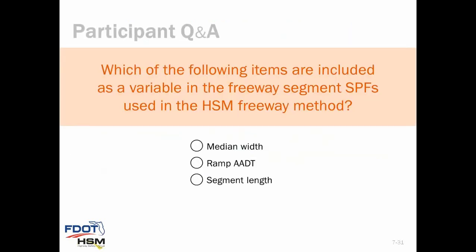So let's take another poll to see if everyone is connecting with the concepts that I've presented thus far. Please indicate the one choice that correctly answers this question. Which of the following items are included as a variable in the freeway segment SPFs that are used in the HSM freeway method? Choices: A, median width; B, ramp AADT; C, segment length.